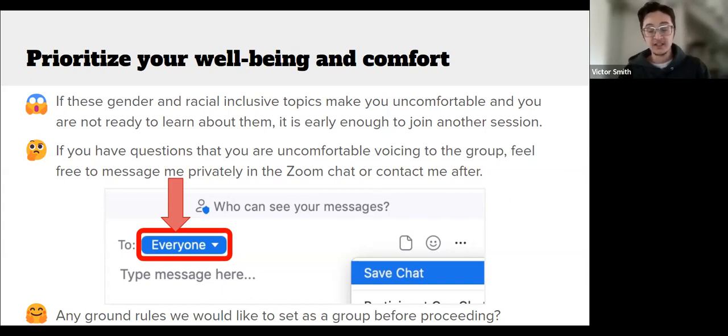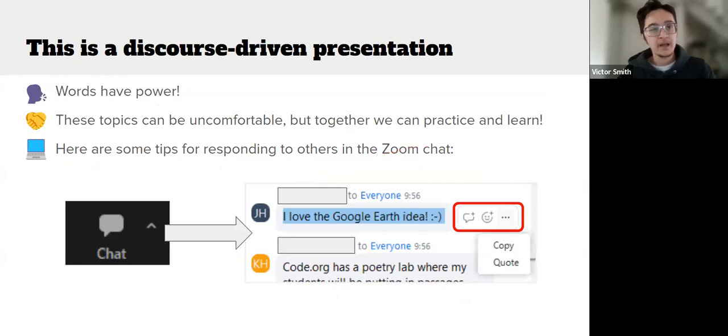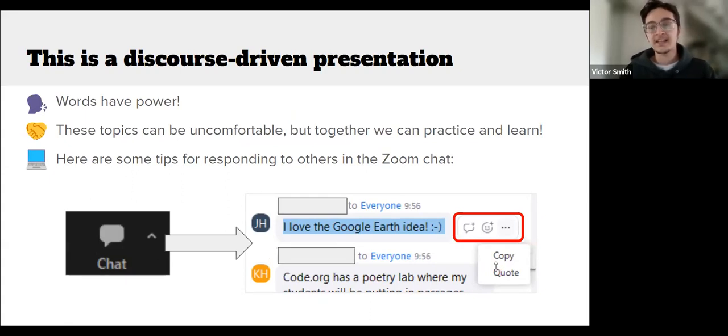So throughout this presentation, I'm going to give us lots of opportunities to engage in the chat, as well as to have some reflection time. So this is a discourse-driven presentation. Words have power, and that's why I really want to focus on words, demographics, and representations of narratives today. These topics can be uncomfortable to begin, but if we work together, we can practice and learn. By making it comfortable to ourselves as educators, this is going to help us as we introduce these topics and include more diverse materials in our own lessons.